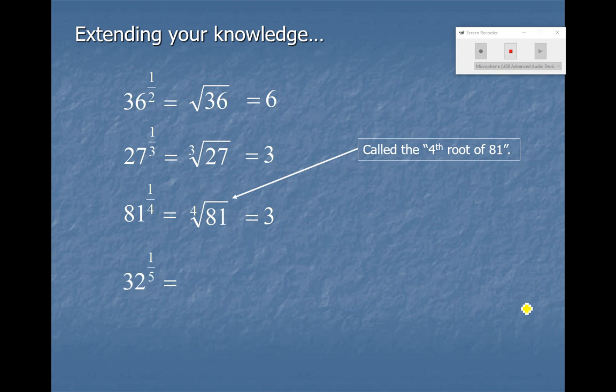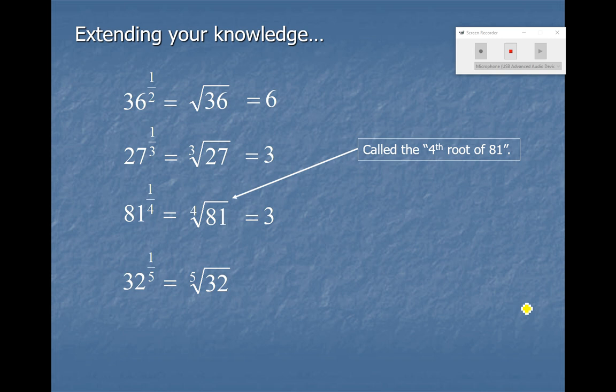And we keep going. 32 to the 1/5. What root number? 5. Don't let the numbers intimidate you because you don't have to memorize these. But can we? I chose nice numbers on this first one. 5th root of 32. What do you multiply by itself to end up with 32?